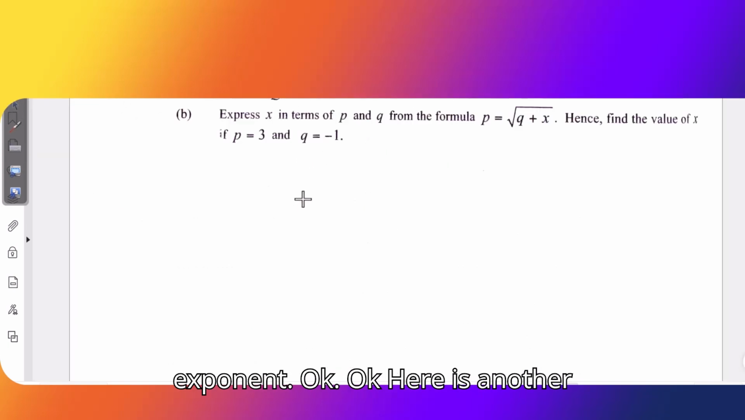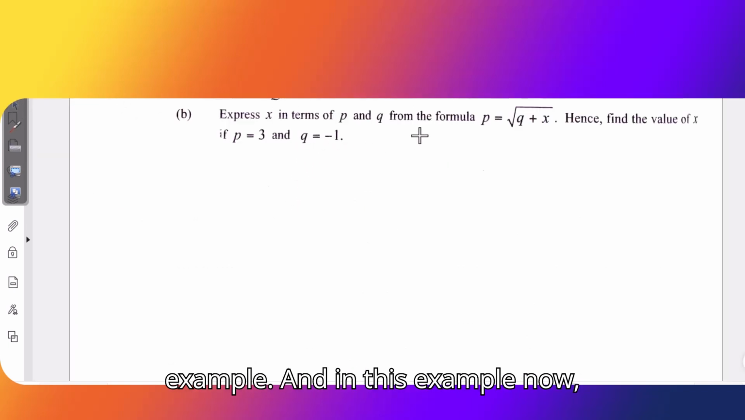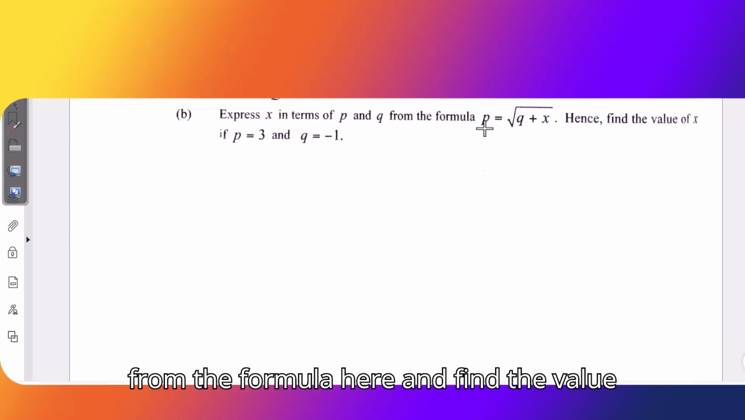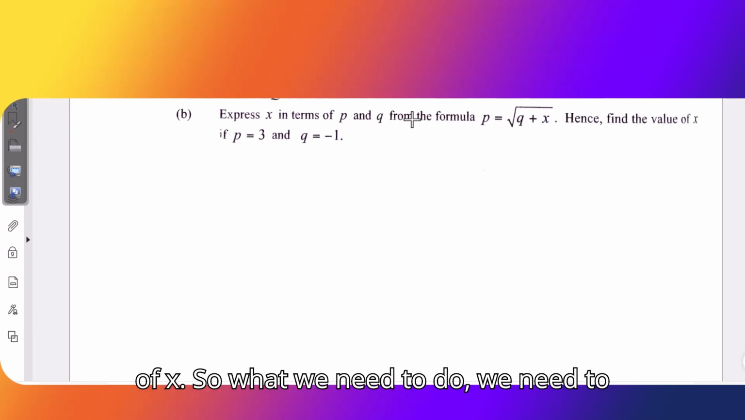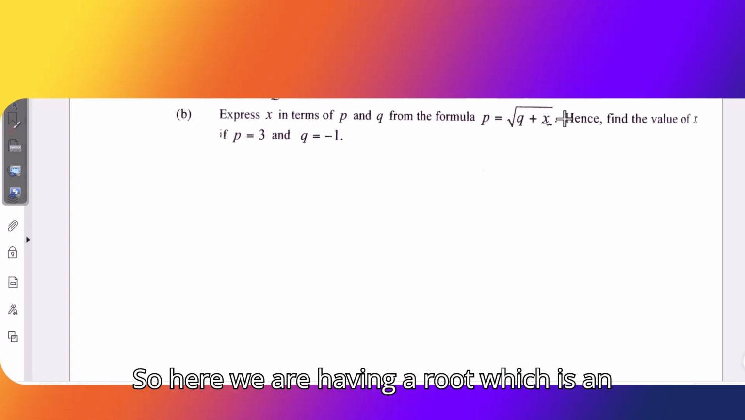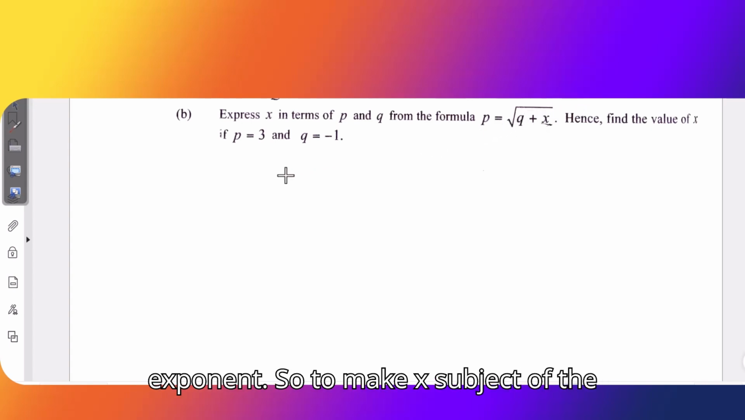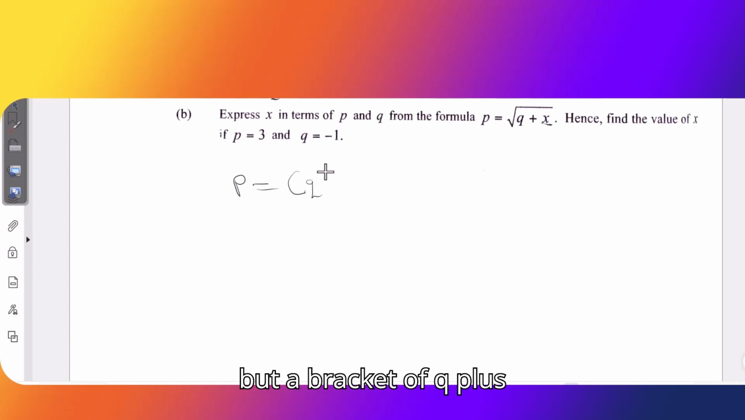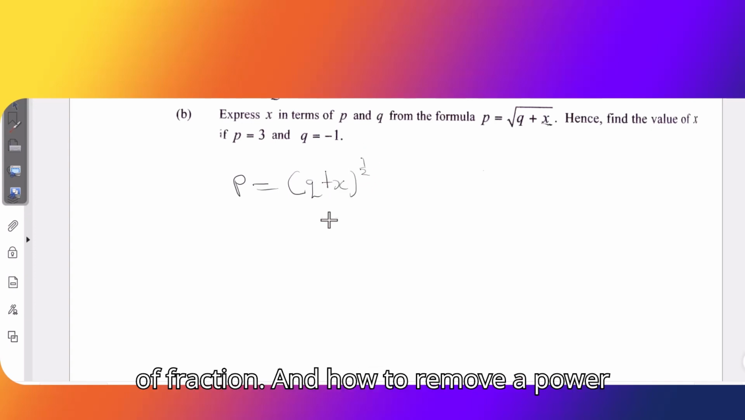Okay, here is another example. In this example, we want to express x in terms of p and q from the formula here and find the value of x. So we need to make x the subject of the formula first. Here we're having a root, which is an exponent. So to make x the subject of the formula, we say p is nothing but a bracket of q plus x, power half. This is the law of fractions.